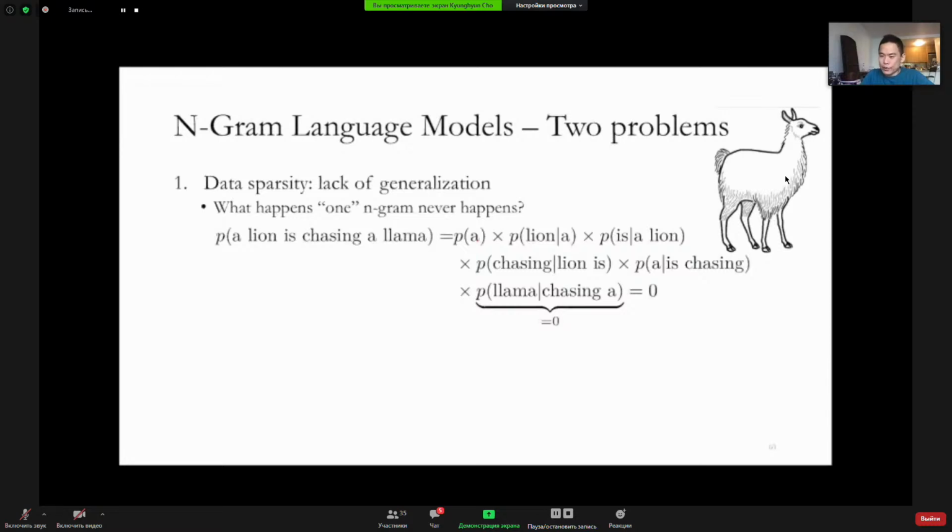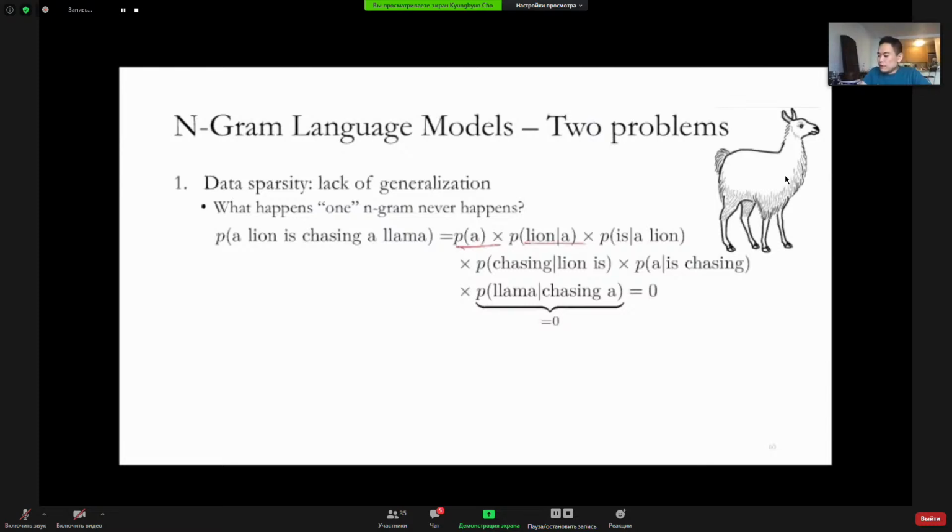Following the paradigm of autoregressive modeling, we can compute this as a product of the probability of "a" at the very beginning of the sentence, the probability of "lion" following "a," the probability of "is" following "a lion," and then we're going to assume it's a Markovian model where each conditional is only conditioned on the two previous words. So it's further multiplied by the probability of "chasing" following "lion is," multiplied by the probability of "a" following "is chasing," and finally multiplied by the probability of "llama" following "chasing a."